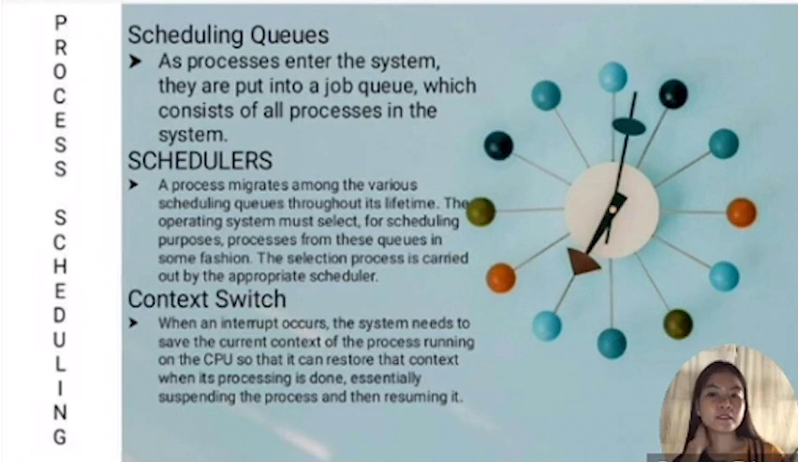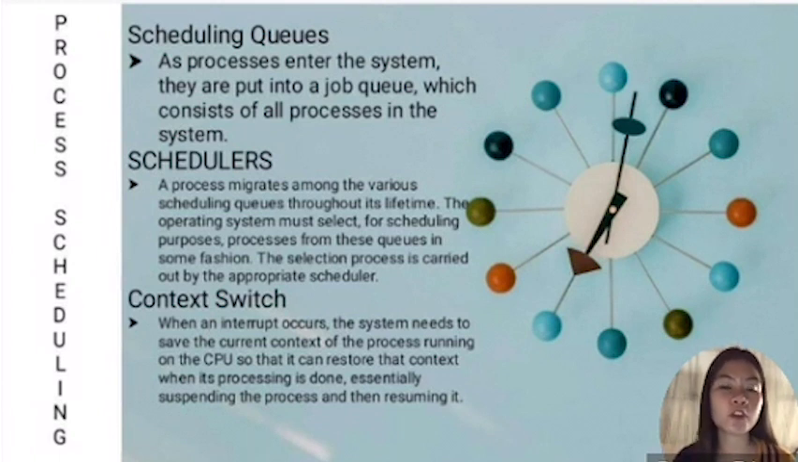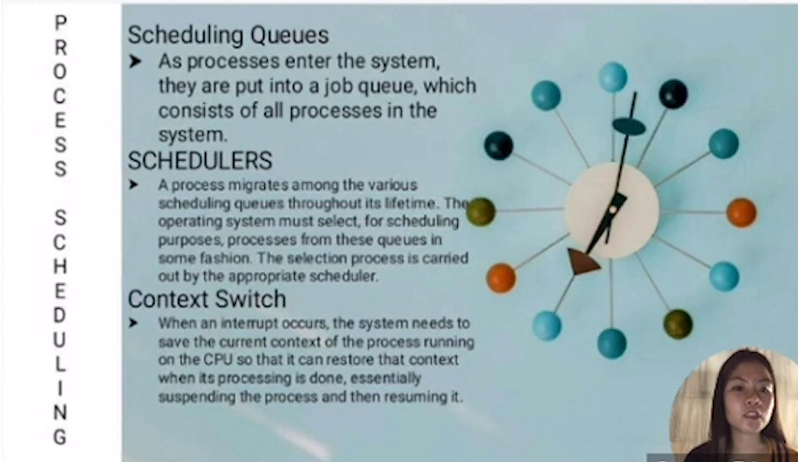So there are three types of scheduler, which are the process schedulers divided into three categories. The long-term scheduler, or job scheduler. The job scheduler is another name for the long-term scheduler. The second is the short-term scheduler, or CPU scheduler. The CPU scheduler is another name for the short-term scheduler. And the third one is the medium-term scheduler. And the last one is context switch.